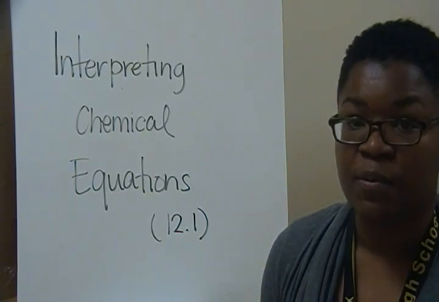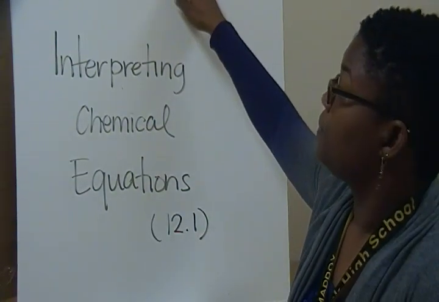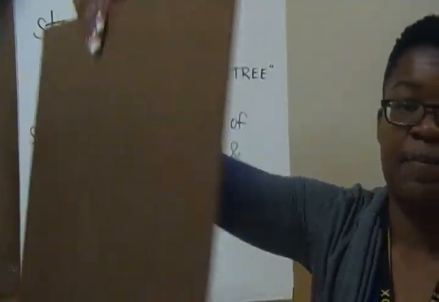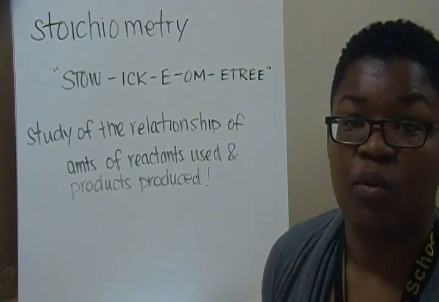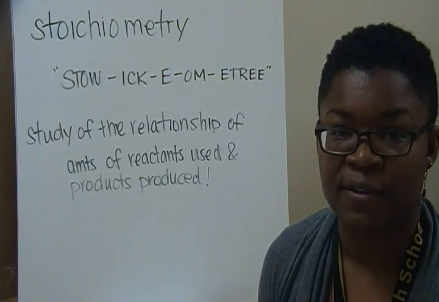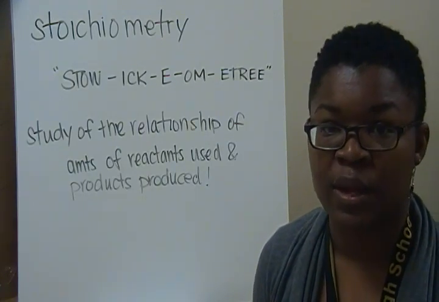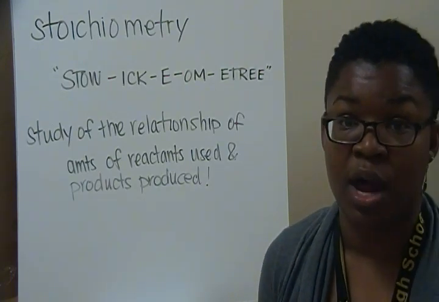So, interpreting chemical equations. The study of this is called stoichiometry. When you're reading your chapter 12, there's this very long word that looks kind of scary, and the word is stoichiometry. No one expects you to say it perfectly, but so many students ask what it means. Basically, it's the study of how reactants relate to products.